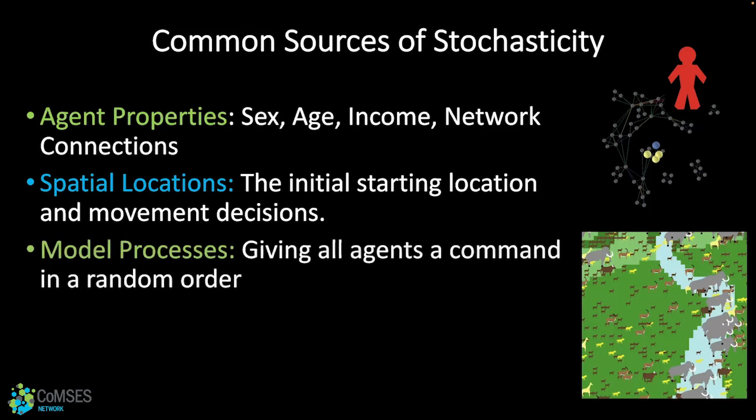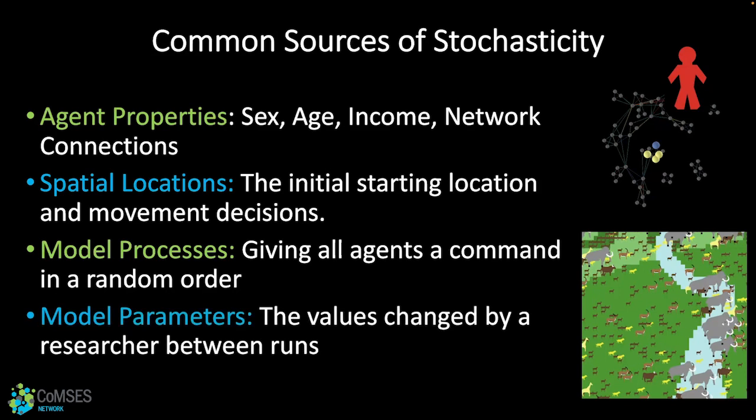Model processes are often a forgotten source of stochasticity. For example, when agents are asked to perform an action in your simulation, many programming languages ask each agent to do that action in a random order, which changes each step of a model. Or if you're selecting one agent from a group of agents to perform an action, that selection is also a source of stochasticity.